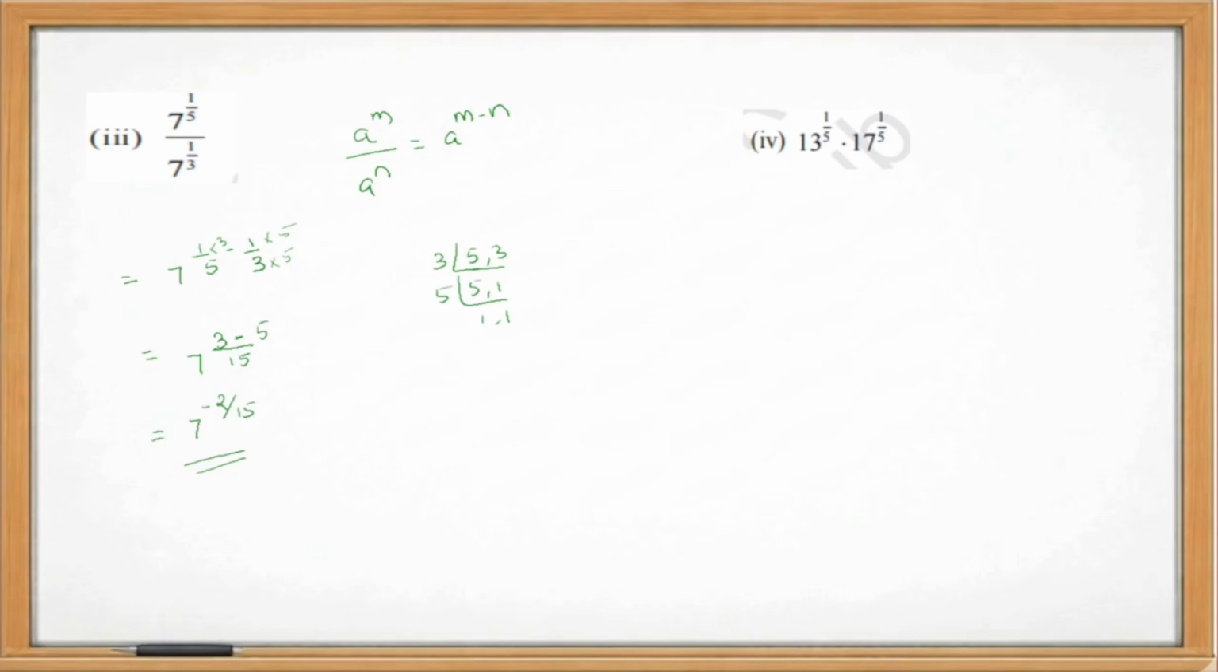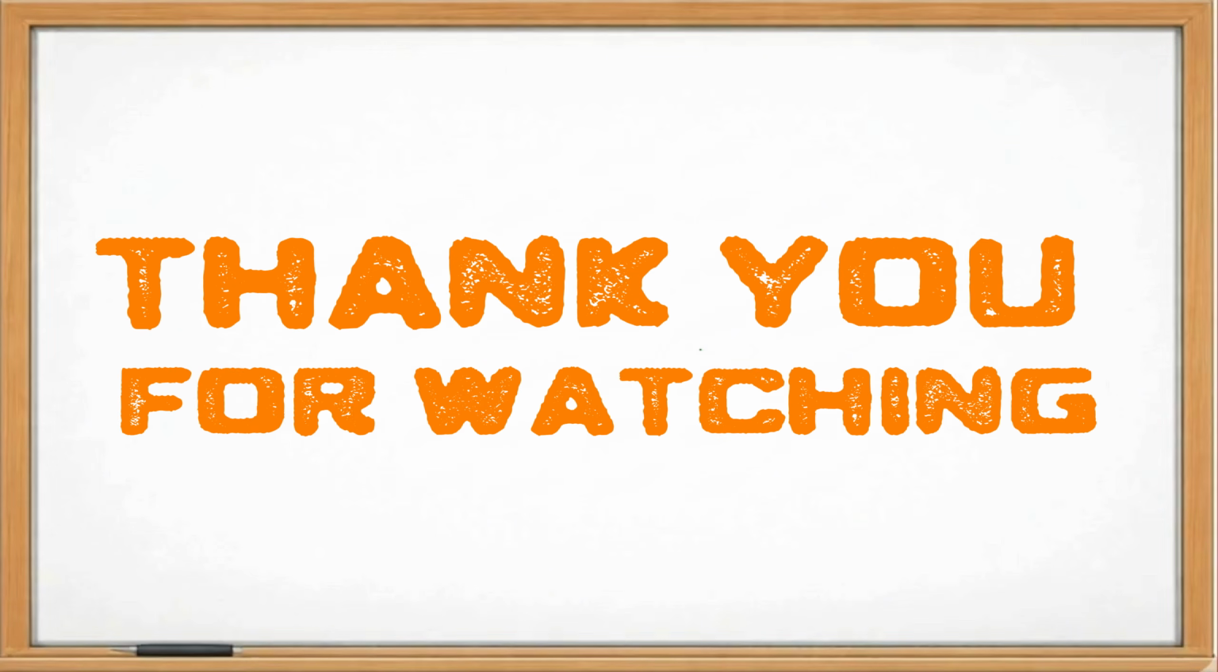Now the fourth one. What is the identity over here? a raised to m into b raised to m, which is equal to ab raised to m. So here the bases are different. 13 into 17, the whole raised to 1 by 5, which is equal to, when you multiply 13 into 17, you will get 221, the whole raised to 1 by 5. This is the answer. In the next videos, I'll be doing the exercise part.